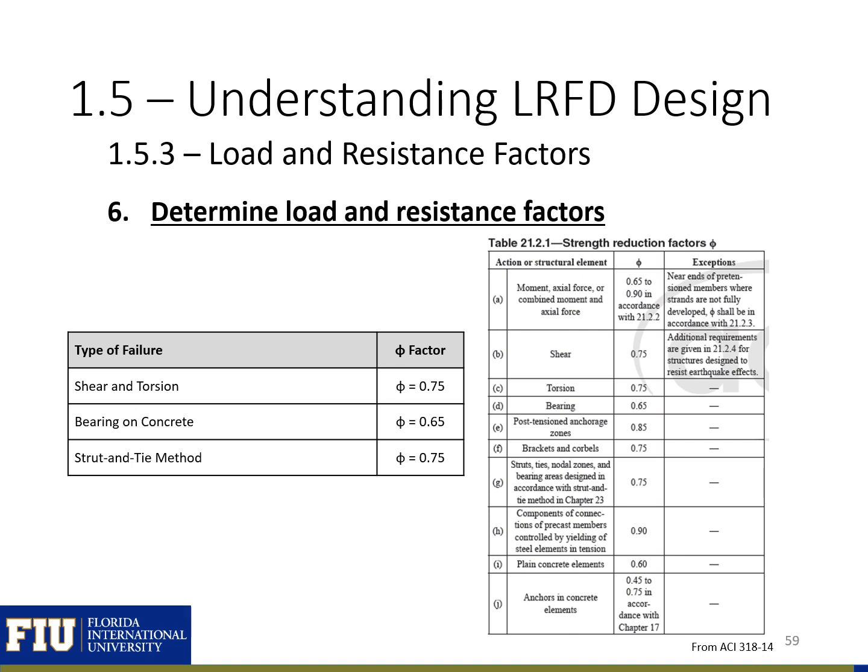And here are some other typical resistance factors for shear, bearing on concrete, and the strut-and-tie method. These are all more brittle failure mechanisms, so you can see that these are lower or smaller reduction factors than the tension-controlled. So we have a higher reduction when we have brittle failure mechanisms.